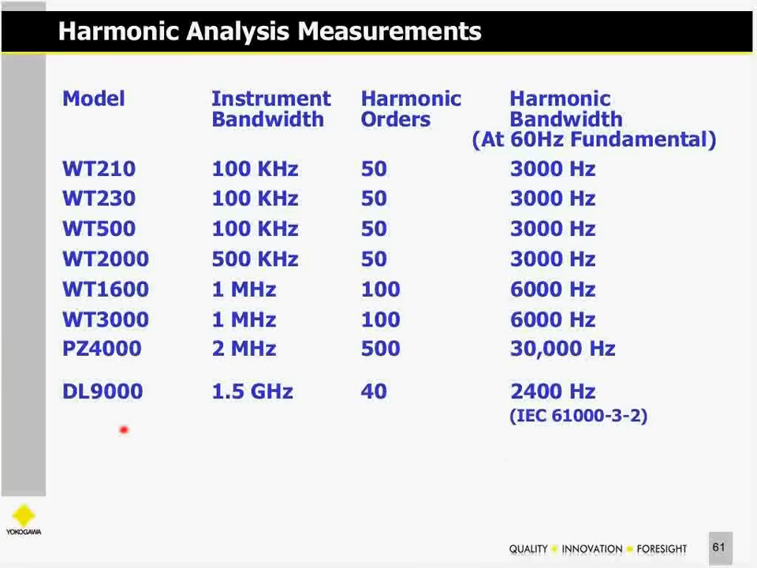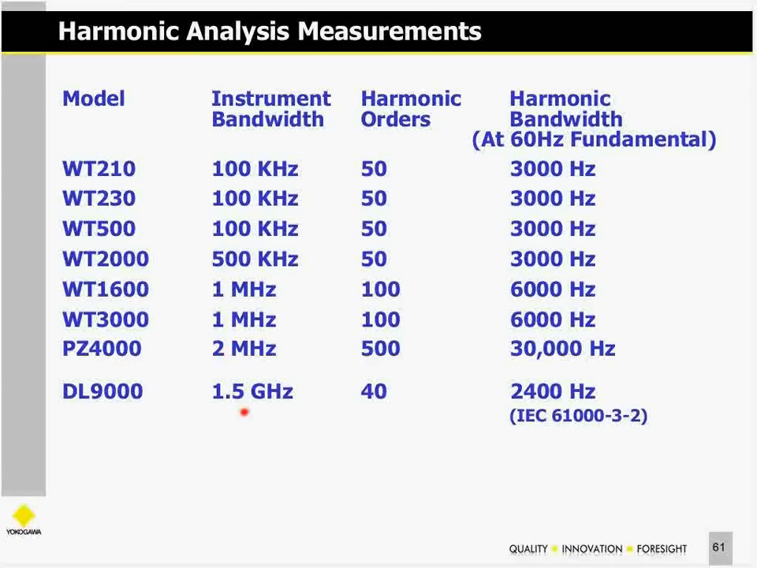If we look at the high-end units, like the WT1000, it does harmonic orders up to 100 orders or 6,000 hertz. And the one I showed you using the WT4000, the 2 megahertz, gives you in the harmonics mode 500 orders. It's a lot better at 30,000 hertz, but still not matching that.